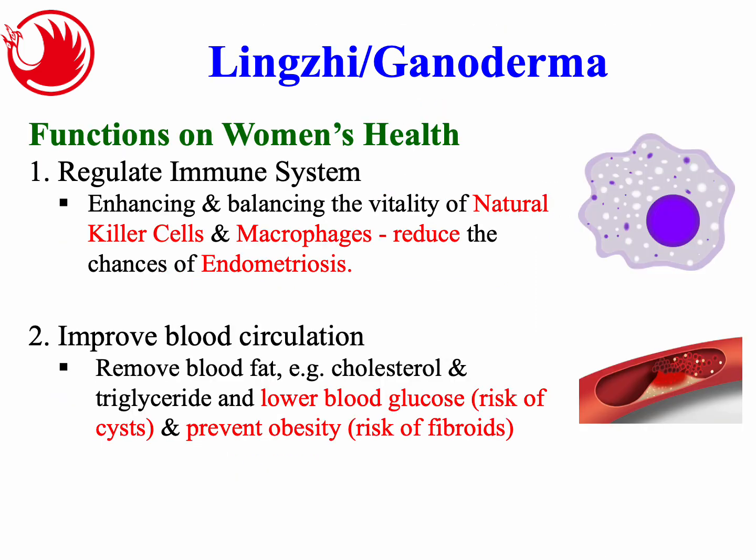Focusing on women's health, the first one is regulating the immune system. It enhances and balances natural killer cells and macrophages, and reduces the chances of developing endometriosis. As mentioned just now, that is one of the causes, by the backflow of the menstrual blood spilling out of the fallopian tube. This can help.